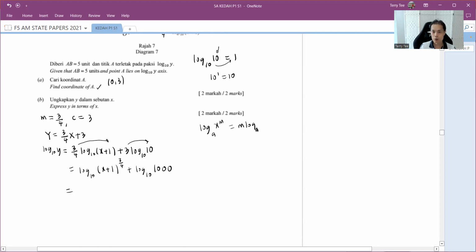Now we're doing the reverse. Instead of bringing it in front, you're bringing it out, because we are combining it. We're combining to a single logarithm. We don't want to have any number in front, so we bring it up instead.